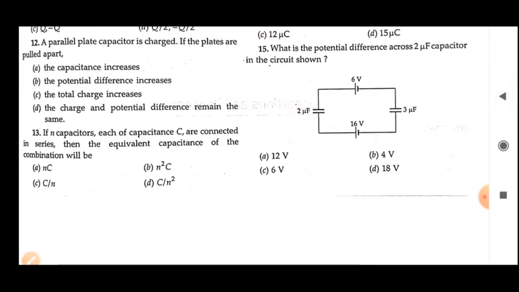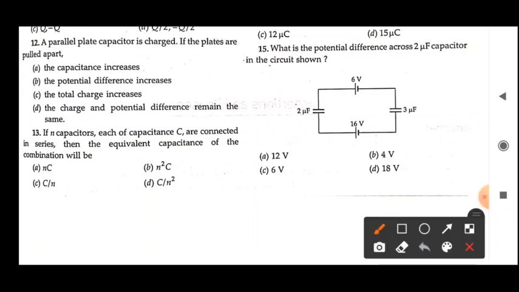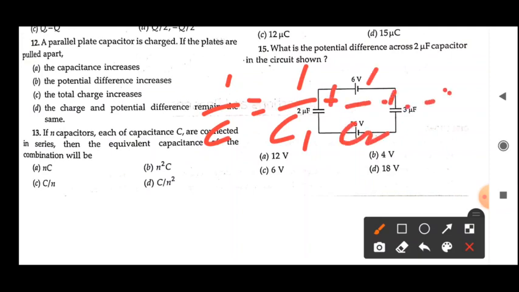So if n capacitors, each of capacitance C, are connected in series, then what will be the equivalent capacitance of the combination? As it is given, n capacitors each have capacitance C and they are connected in series. If you connect capacitors in series, the equivalent capacitance is given by the formula 1/C1 + 1/C2 + and so on, n times.